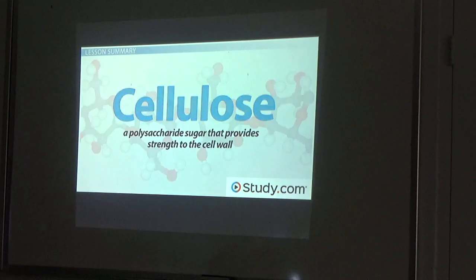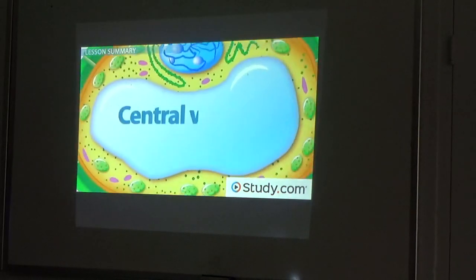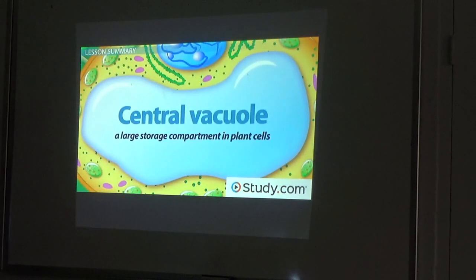A second structure important to all plant cells is the central vacuole, which is a large storage compartment in plant cells. That is also very important. You don't have to write these down, but I recommend them. These are all terms you're going to want to know, for reasons I'm not going to say. So the central vacuole is a large storage compartment in plant cells.